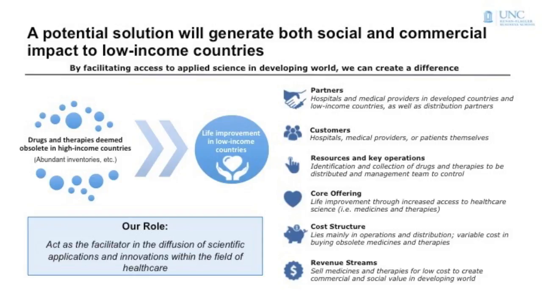This is a crucial part of our business plan in order to make sure that we do more good than harm in the long run. With all this together, we can have our core offering, which would essentially be life improvement through increased access to healthcare science in the long run. And the last 2 things we have to look at are cost structure and revenue streams. Our cost structure would lie mainly in operations and distribution. The variable cost would come from buying obsolete medicines and therapies. The revenue streams would come from selling these medicines and therapies for a low cost in those countries to create social and commercial value in the developing world.